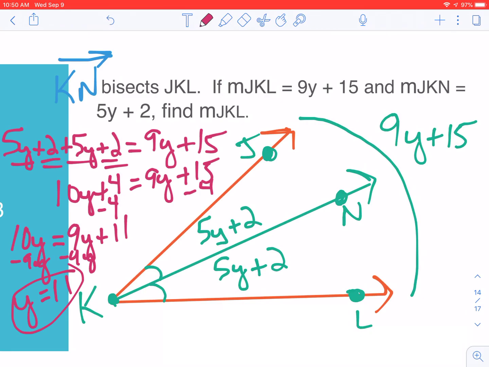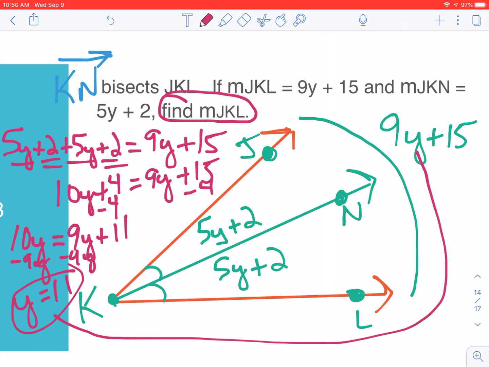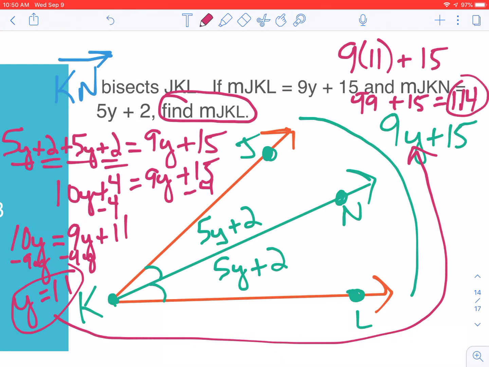I'm going to ask you in class when we do this, are we done? Does it say to find y? It says find the measure of JKL. So what I do, as always, is I take this 11 and I plug it back in. So now I have 9 times 11 plus 15, which is 99 plus 15, which equals 114 degrees. Now, I didn't draw this as an obtuse angle. It should be obtuse. I didn't know that beforehand. You can just draw all your angles the same. Your answer is y equals 11, and the angle is 114.